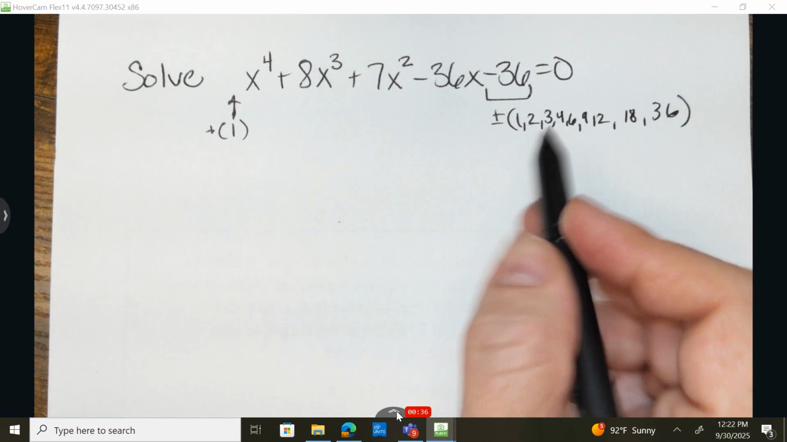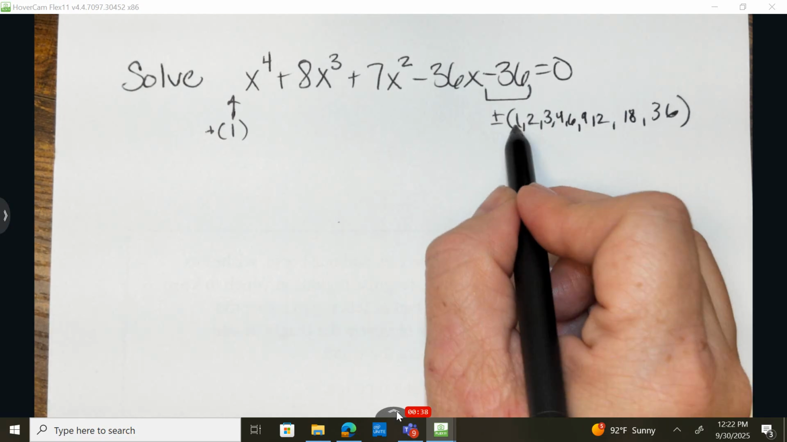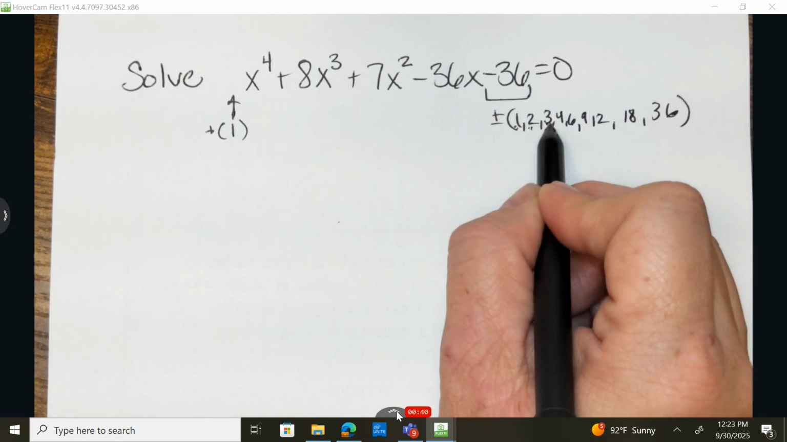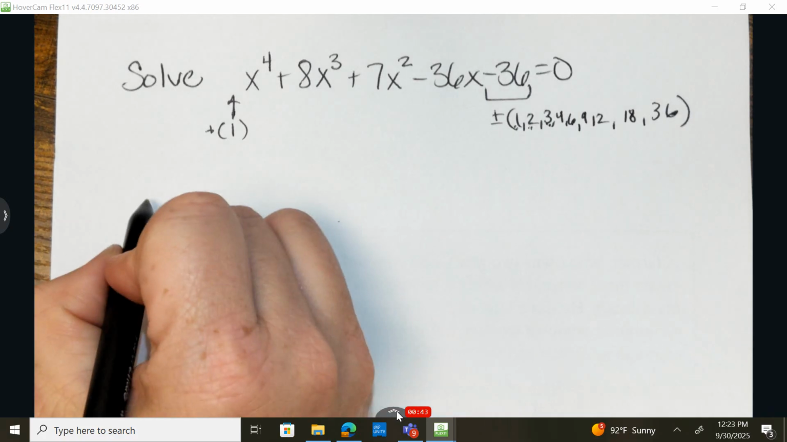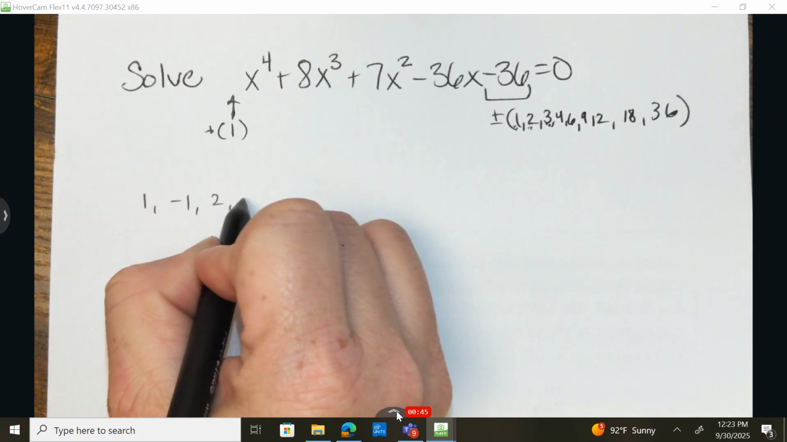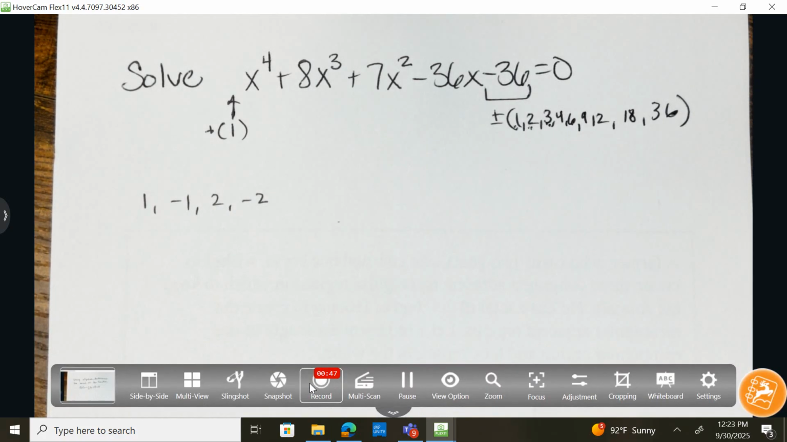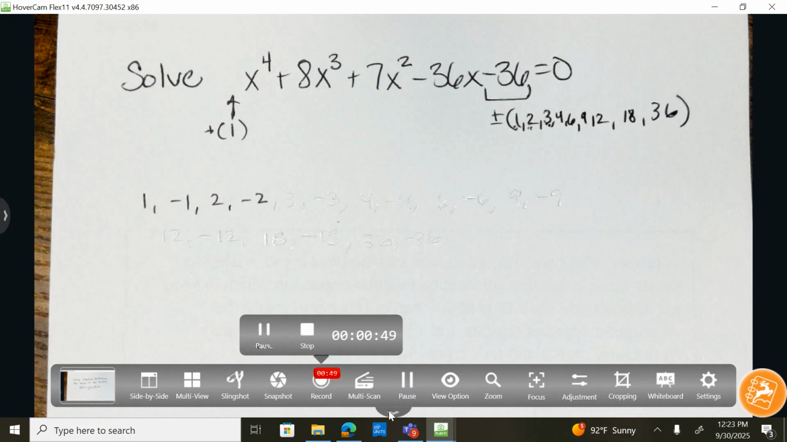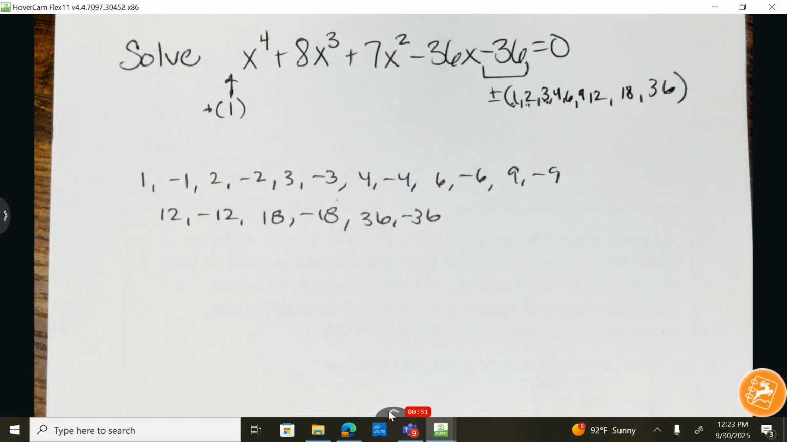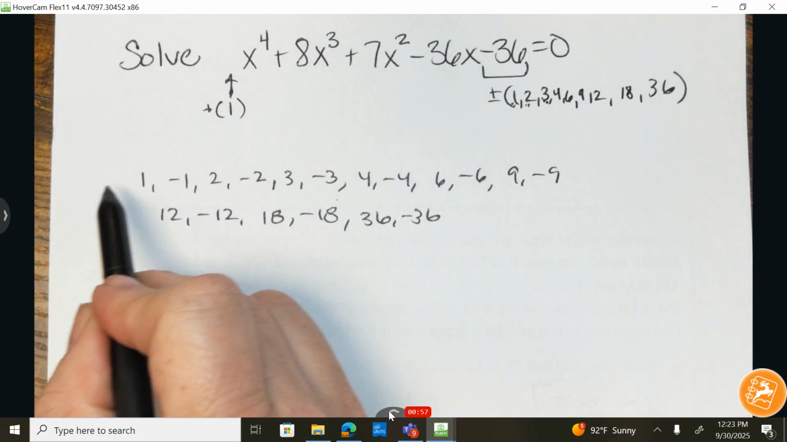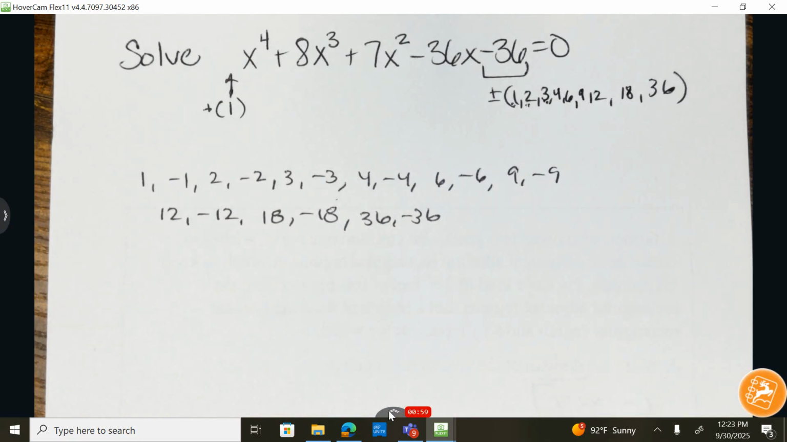And so when I write down the possibilities, I'll test 1 and -1, 2 and -2, 3 and -3, and so on. Let me write these. All right, so remember, when I solve and I get an answer, it must be included in this list because this is the list of possible roots. Also, remember that we can have duplicates, so we may have one of these answers listed more than one time.